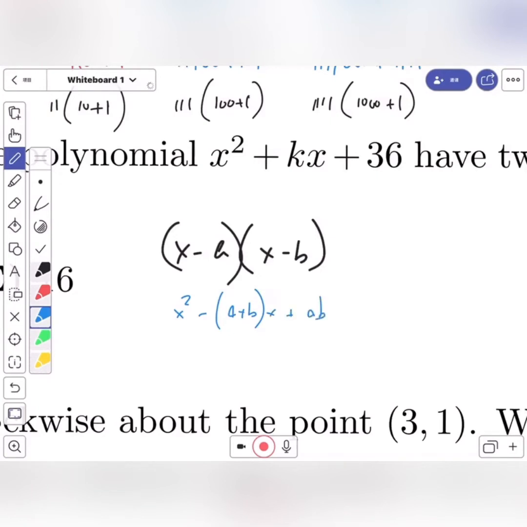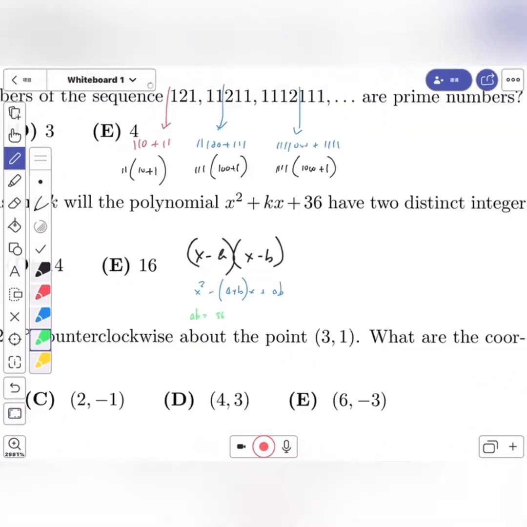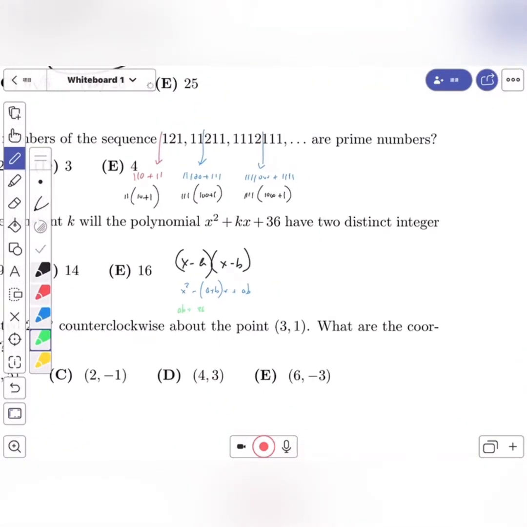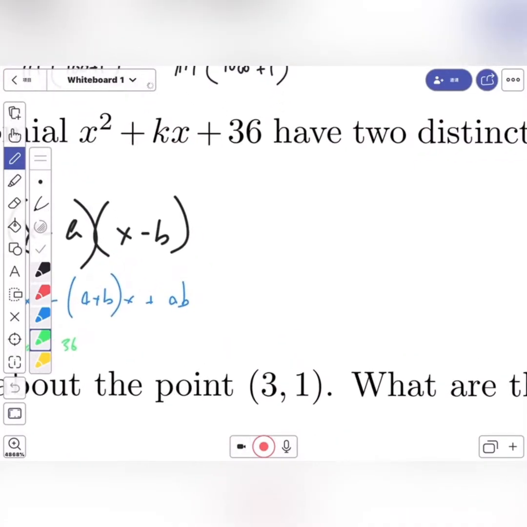Or you can just verify by Vieta's theorem. And if we compare this with the expression we have, then we can see that ab is equal to 36. So basically we just want to find the number of possible values of a plus b such that ab is equal to 36. And because this problem didn't specify that we can only allow positive integers, then a and b can also be negative. So now we'll just list all possible cases of ab equal to 36, where a and b are different positive or negative integers.